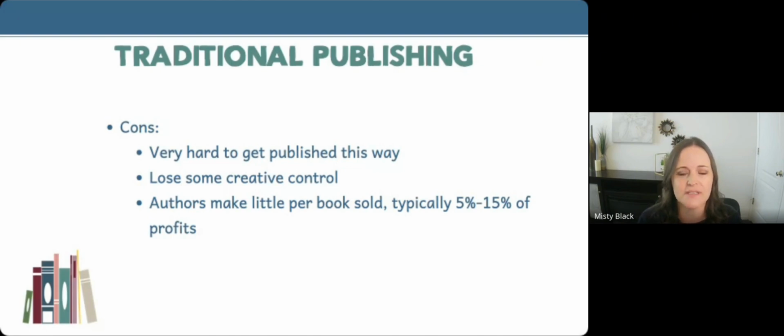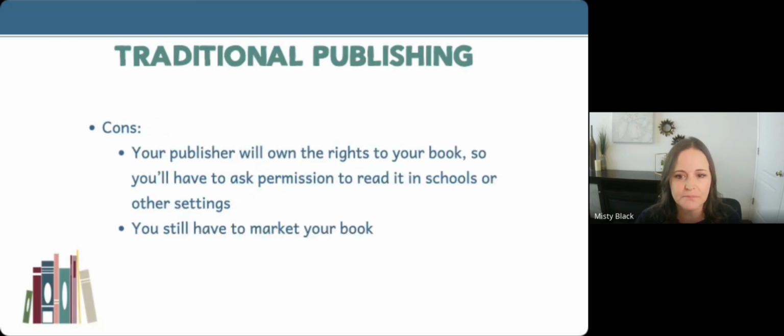Traditionally published authors also make very little per book sold, so typically 5 to 15% of profits. Profits refer to the money made on the book after expenses, not what the book sells for. So if a book sells for $15 and it takes $10 to produce and distribute, the author would get 5 to 15% of the $5 profit. So about 25 to 75 cents per book sold.